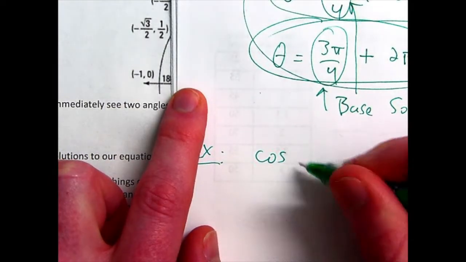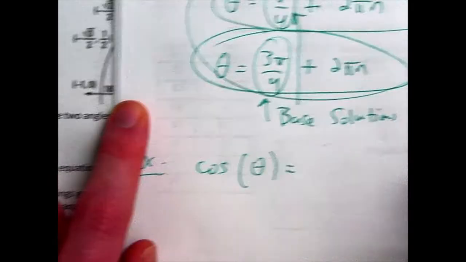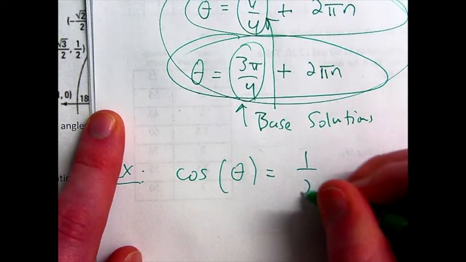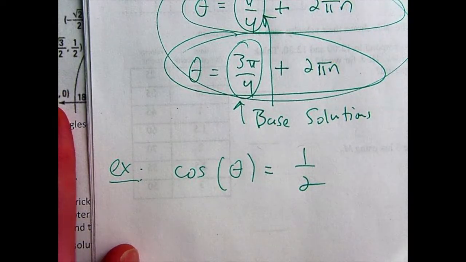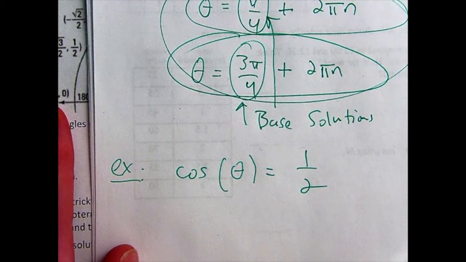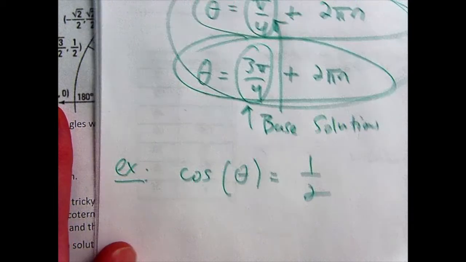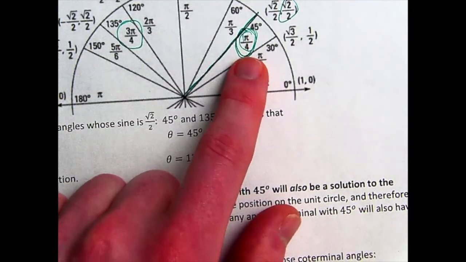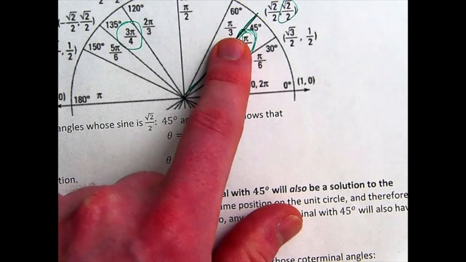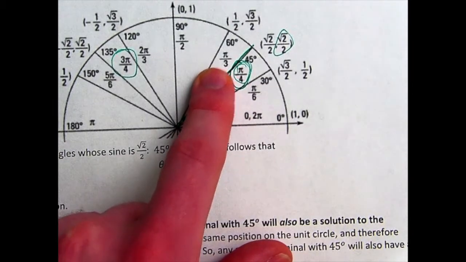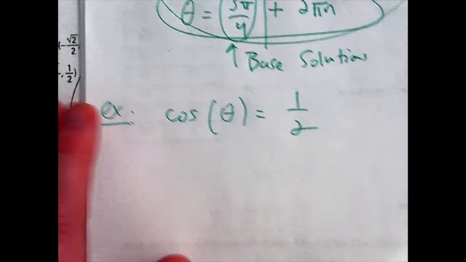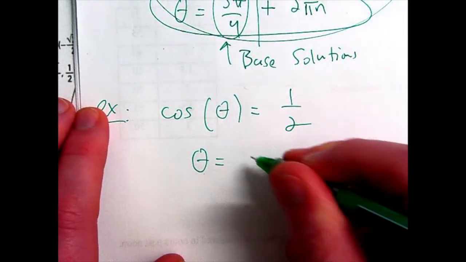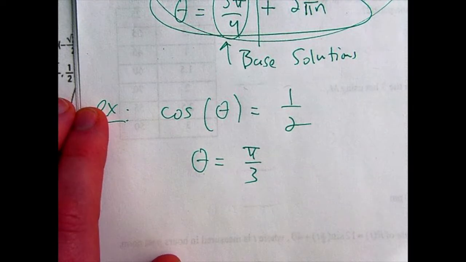Suppose I wanted you to solve the equation cosine theta is equal to 1/2. So how does that work? Well, you go to your unit circle and you look for the angles which have a cosine of 1/2. So certainly pi over 3 is a solution because its x-coordinate is 1/2. That is one base solution. Okay, that's my first base solution.